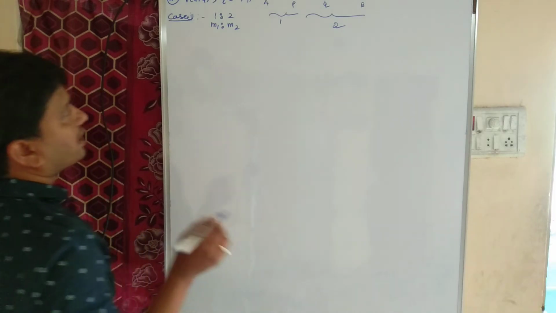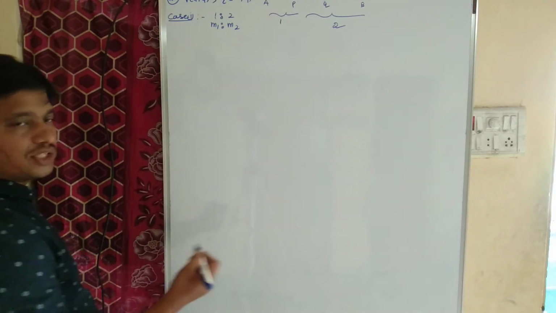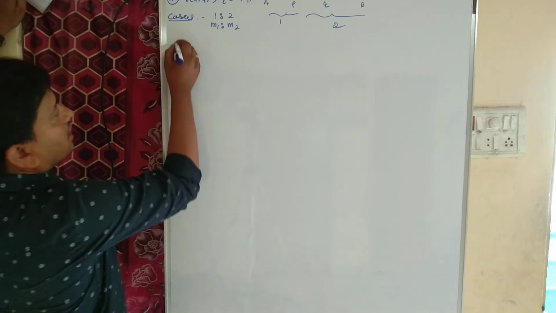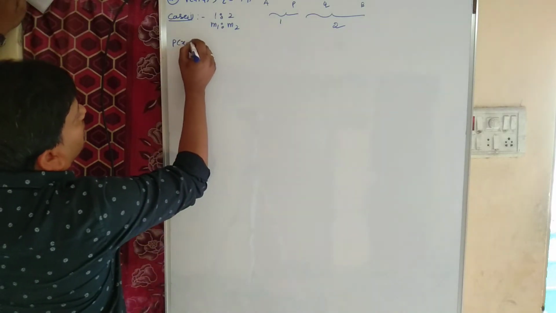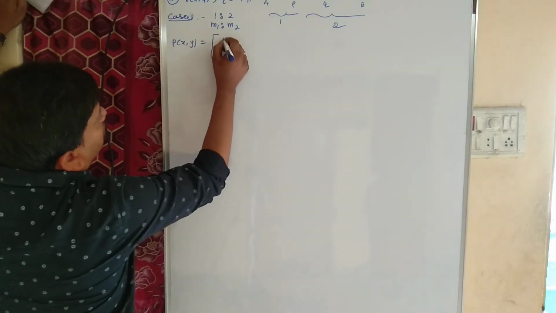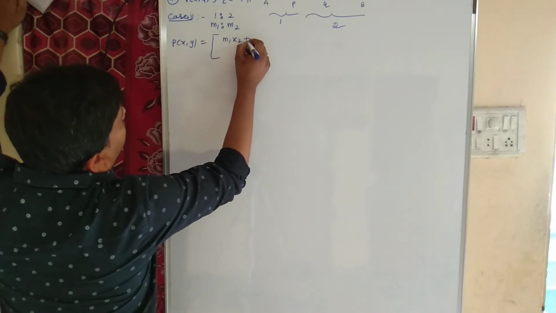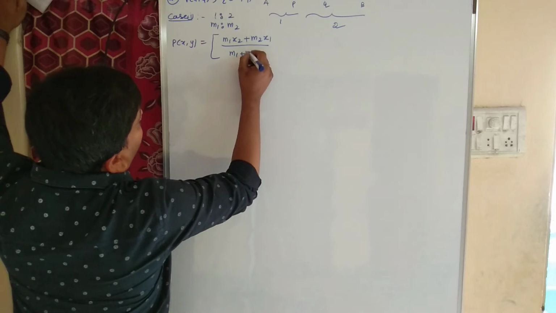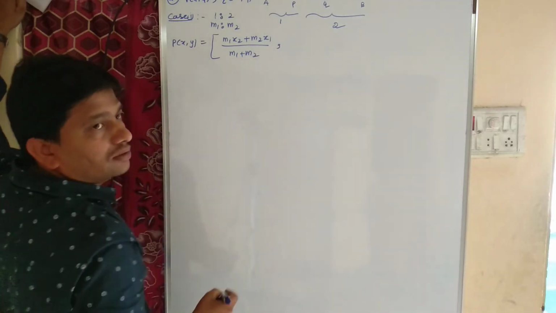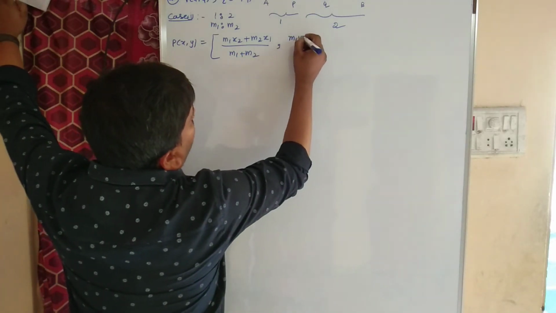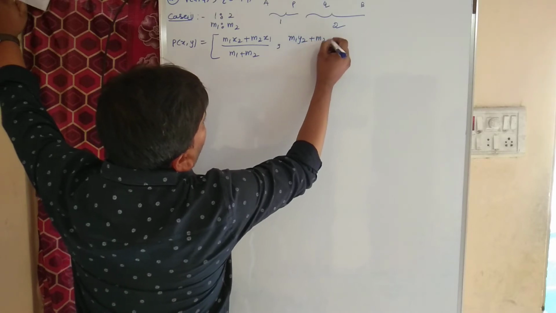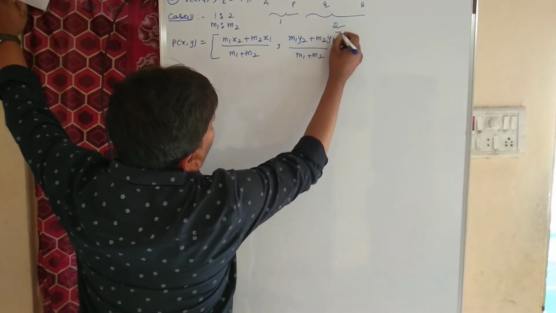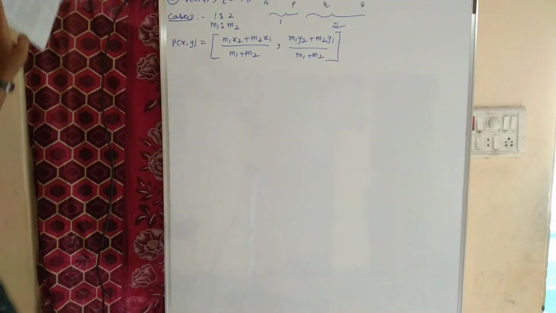And the second one is case 2, whose ratio is 2:1. Let us do. So what is the section formula, children? P of x comma y equal to m1 x2 plus m2 x1 by m1 plus m2 comma m1 y2 plus m2 y1 by m1 plus m2. This is our section formula.